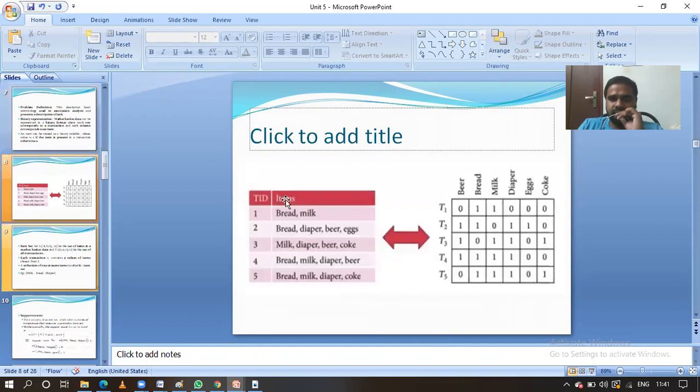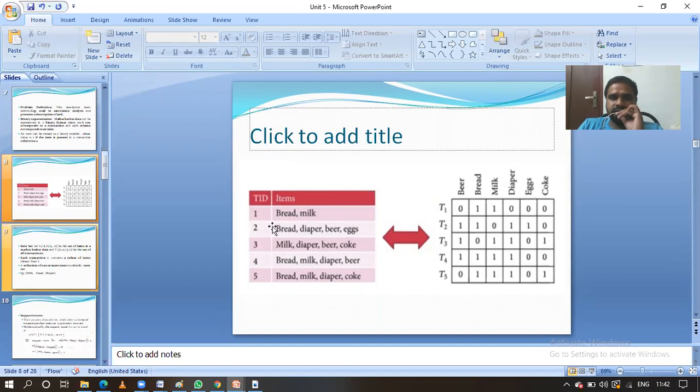Here this is the market basket transactional data. By transactional data, this means 5 persons have purchased different items. First transaction, 1 person: they have purchased bread and milk. That we have represented in the binary representation: in the place of bread we have placed one, and in the place of milk we have placed one. All the remaining places are zero, meaning they have not purchased those.